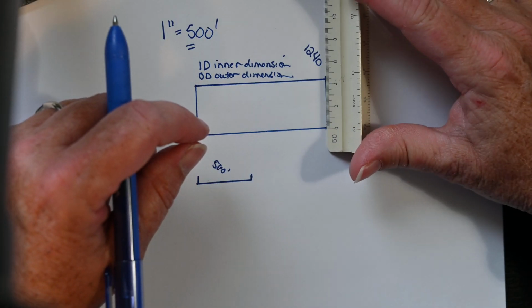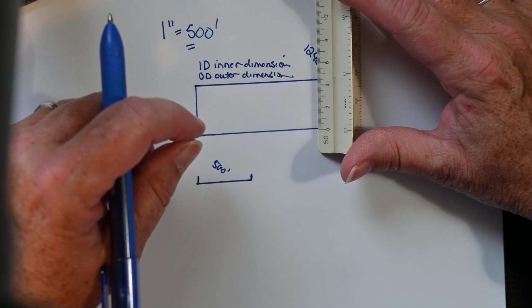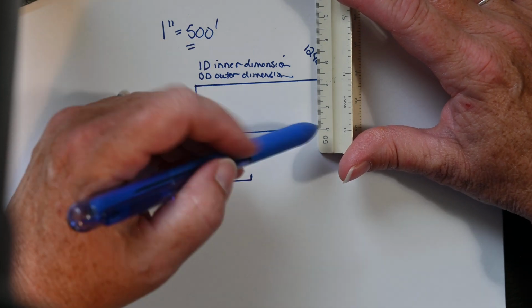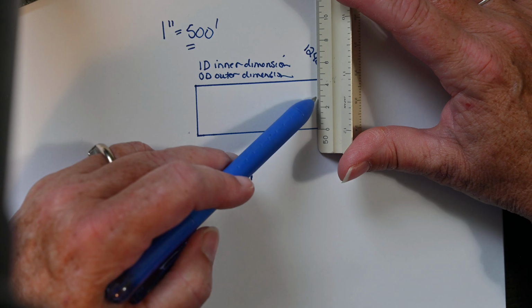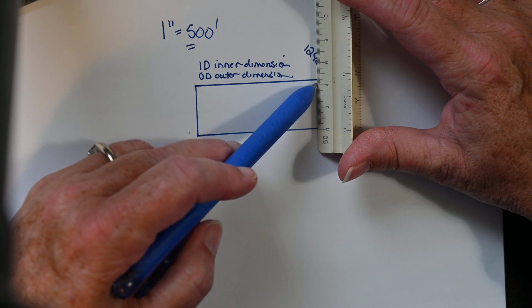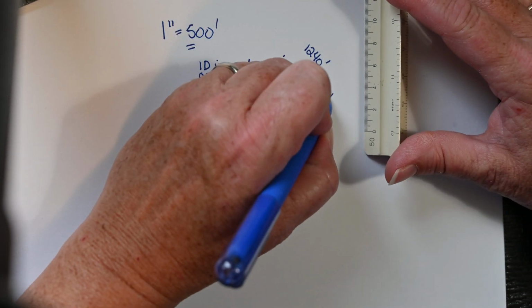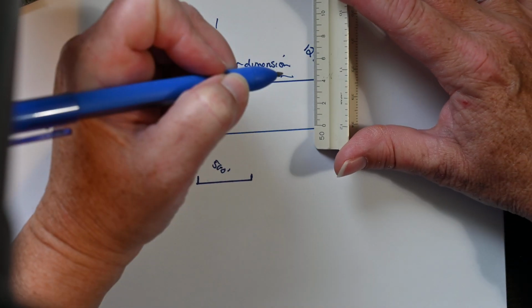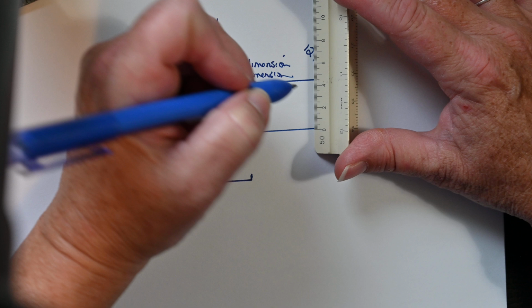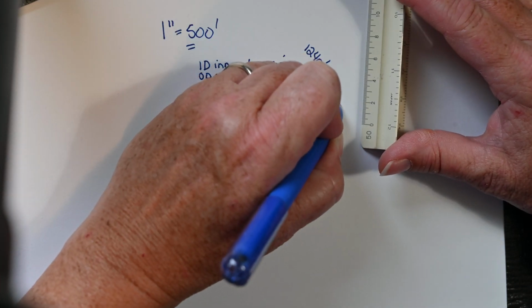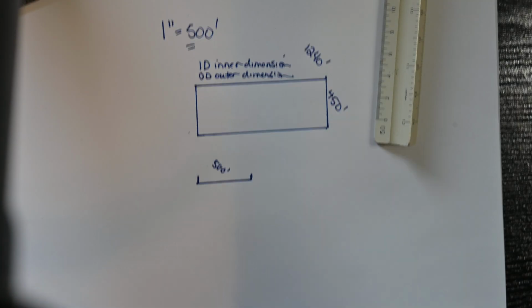If I measure my outer dimension the other direction, I'm going to say this is 100, 200, 300, 400, and 10, 20, 30, 40, probably about 50. So I look at that. Well, I already forgot what I was measuring. 450 feet. So now I know the dimensions of my rectangle are 1,240 by 450 feet.